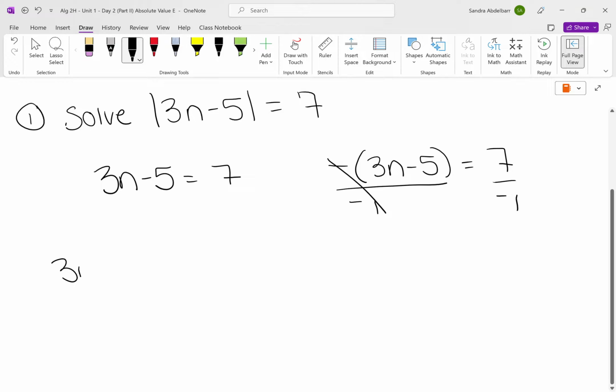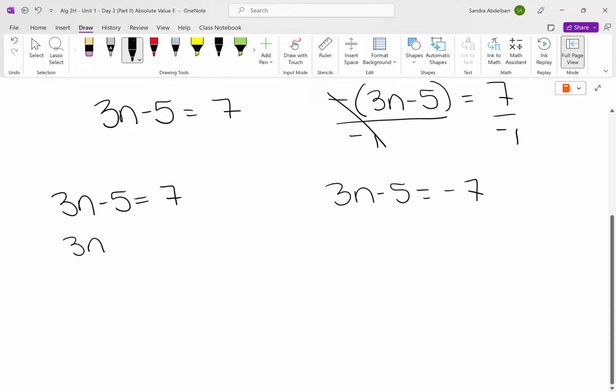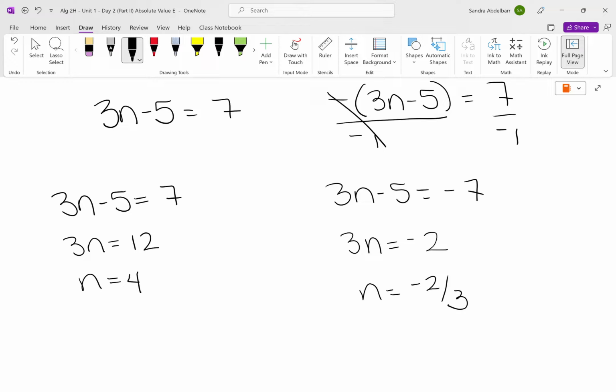So we're going to have 3n minus 5 is equal to 7, and 3n minus 5 is equal to negative 7. Then we're going to solve. We have 3n equals 12, so n is equal to 4. Then we have 3n, I'm going to add that 5 over, is equal to negative 2. So n is equal to negative 2/3.